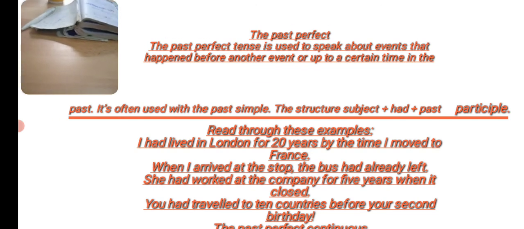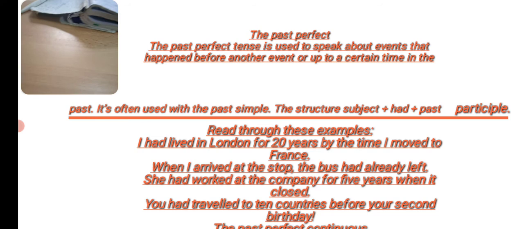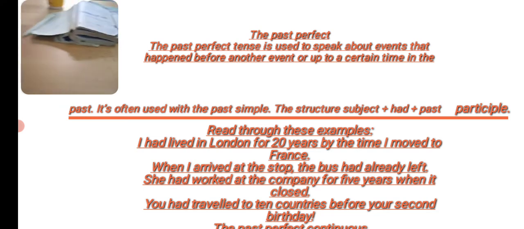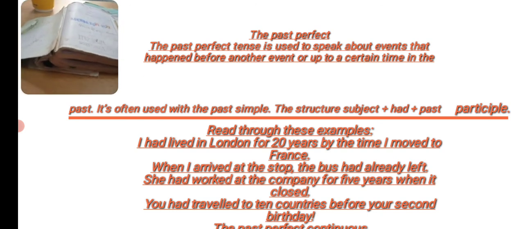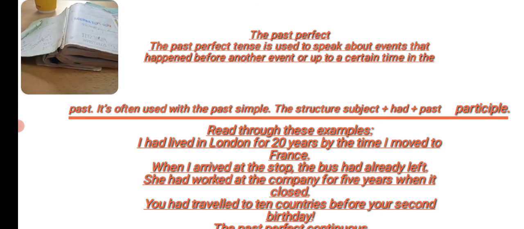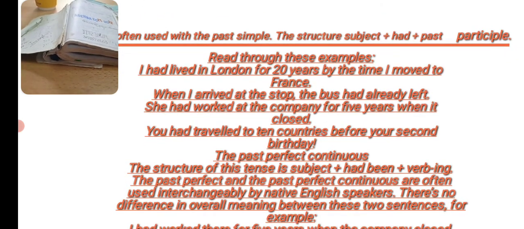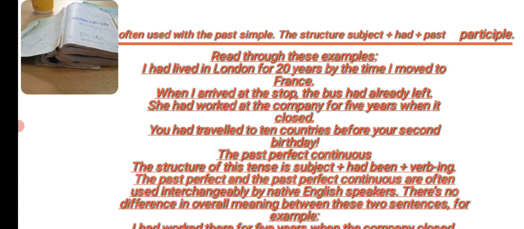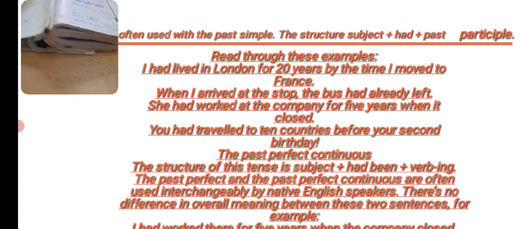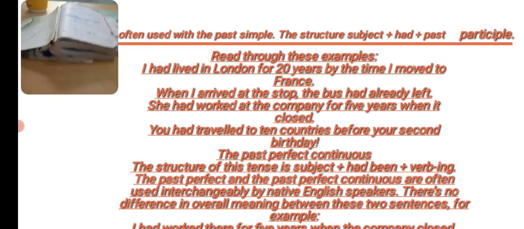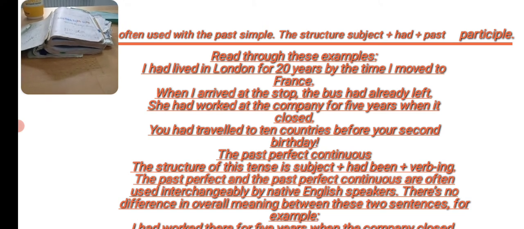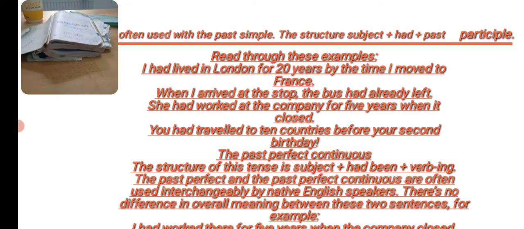Past perfect tense is used to speak about events that happened before another event or up to a certain time in the past. It is often used with past simple. For example, I had lived in London for 20 years by the time I moved to France. When I arrived at the stop, the bus had already left. She had worked at the company for 5 years when it closed. You had traveled to 10 countries before your second birthday.